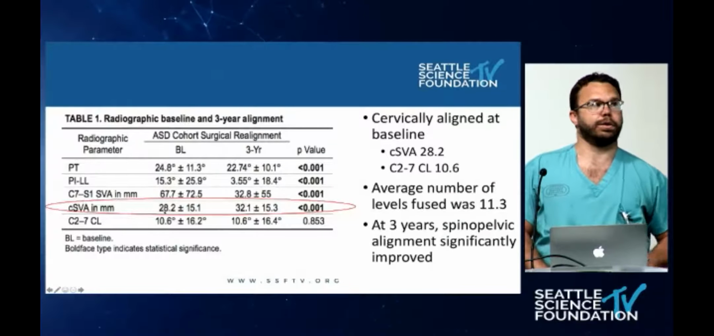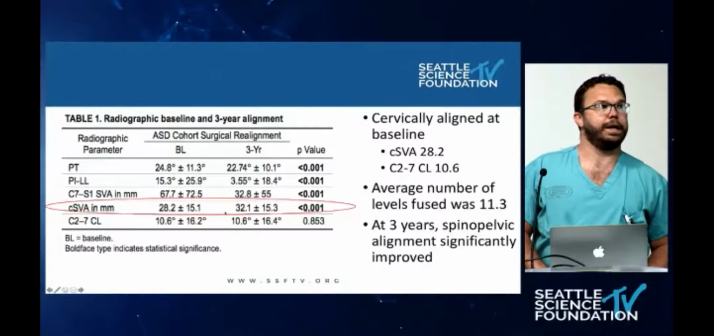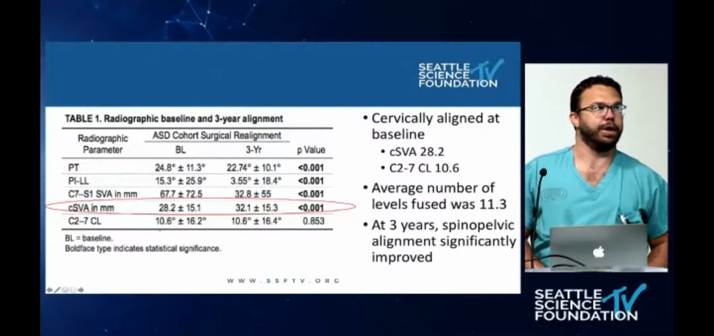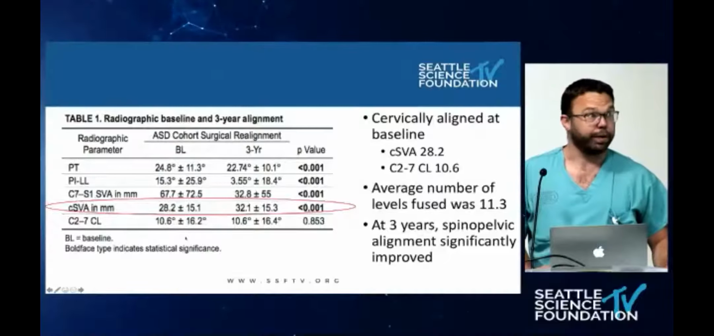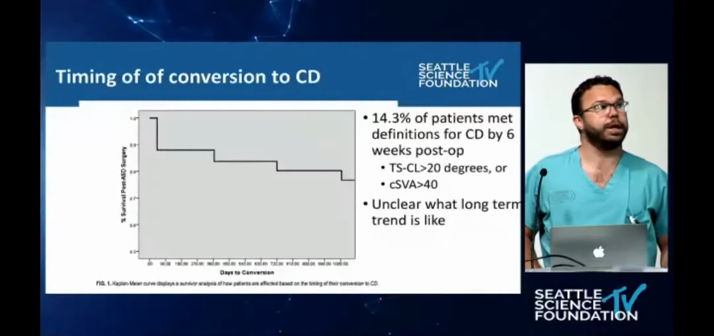Interestingly, and this goes along with this paper, is that the SVA, the cervical SVA, significantly increases over this 3 years, showing that there is a significant increase in deformity. And then there is no significant increase in cervical lordosis at the 3-year mark of the study.